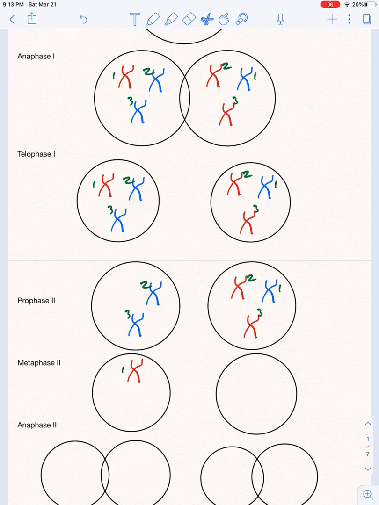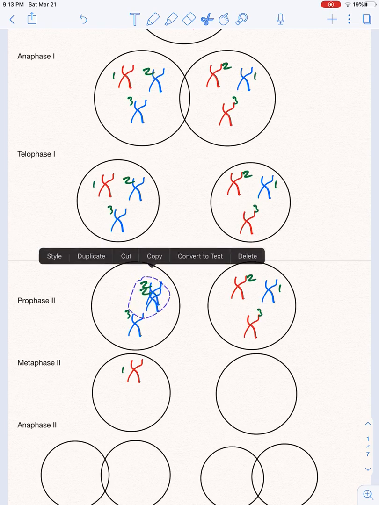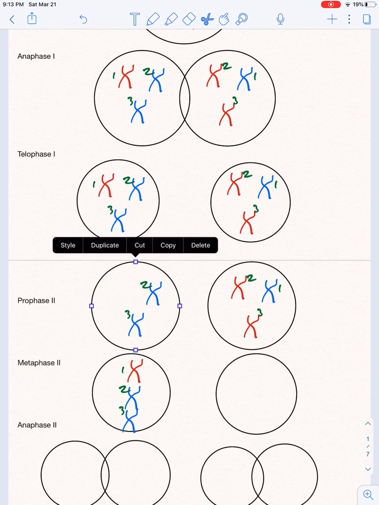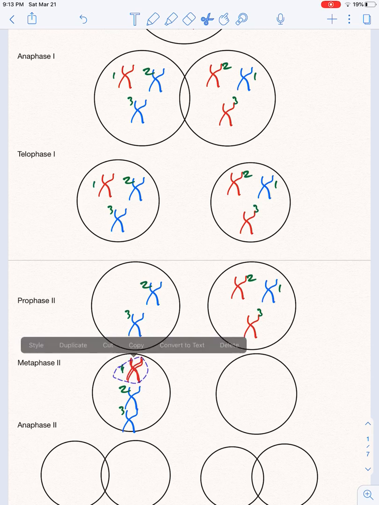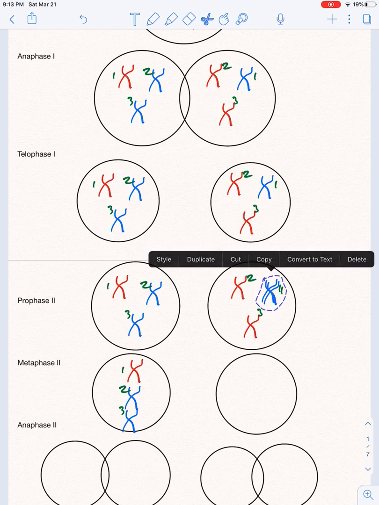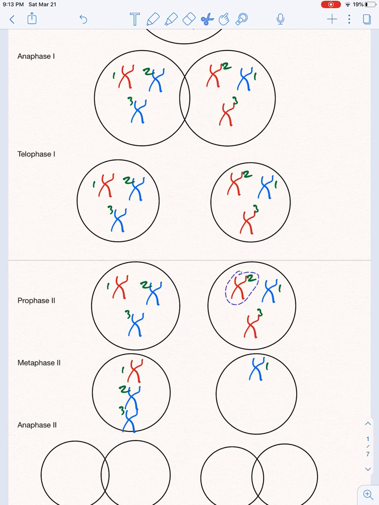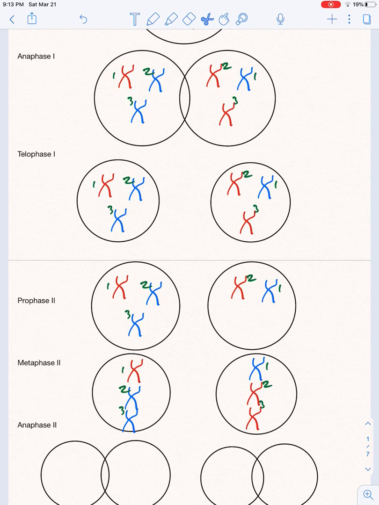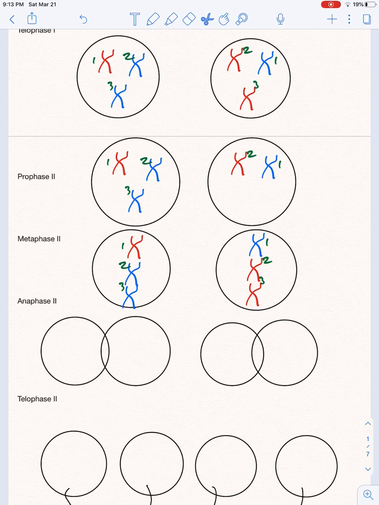And we're going to line them up 1, 2, and 3. We're also going to take 1, 2, and 3. So we got our chromatid pairs aligned, and we're going to split those up now in anaphase 2.